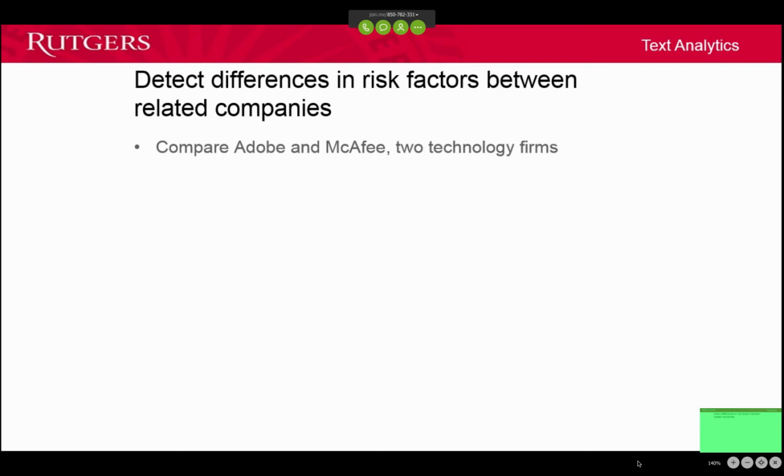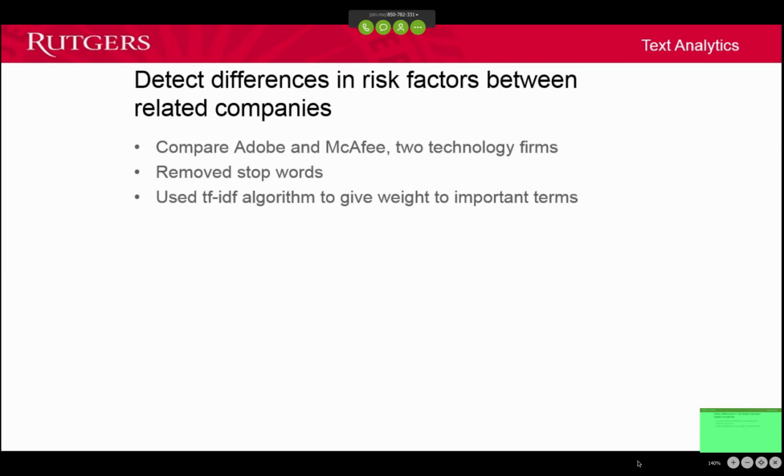So now I want to see, are there similarities in the risks between different companies that are in pretty much the same industry? And you would think there would be. So in order to do this, I compare Adobe and McAfee. You've heard of these companies, and I want to compare their risks. One of the things I did to prepare the data is this time I removed stop words. I didn't do it in the other data set because it wasn't necessary since it was the same company. But here I removed the stop words.